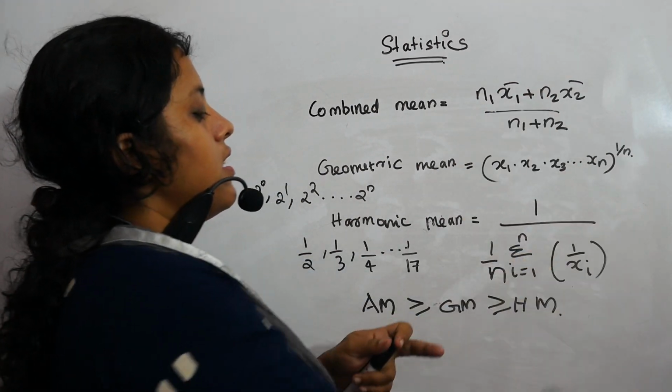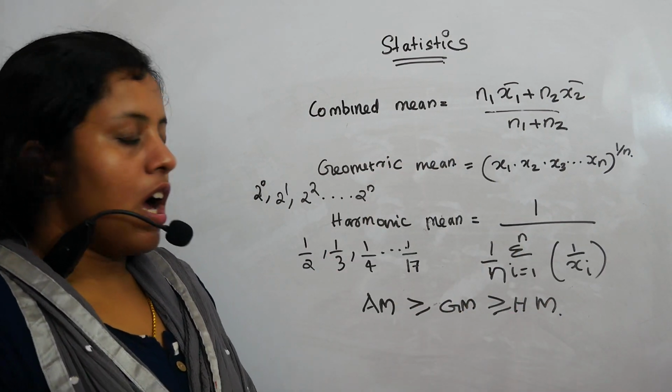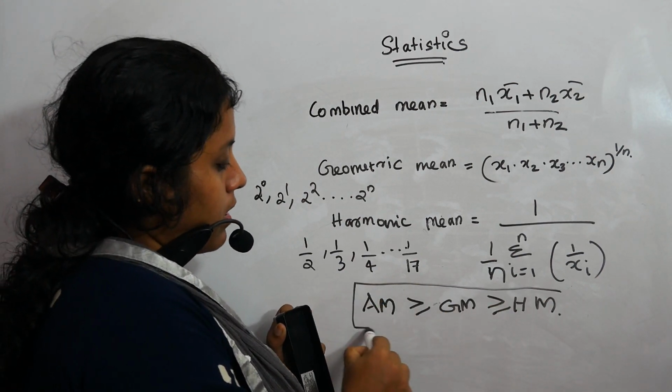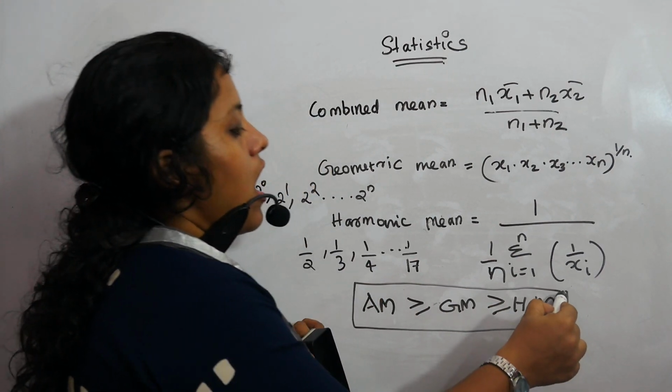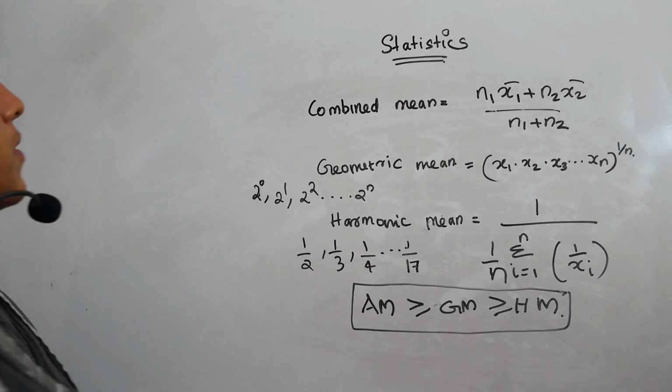So learn these formulas by heart: combined mean, geometric mean and harmonic mean. Also remember the relation: arithmetic mean will always be greater than geometric mean, which will always be greater than harmonic mean. Okay, now we'll see some problems based on this.